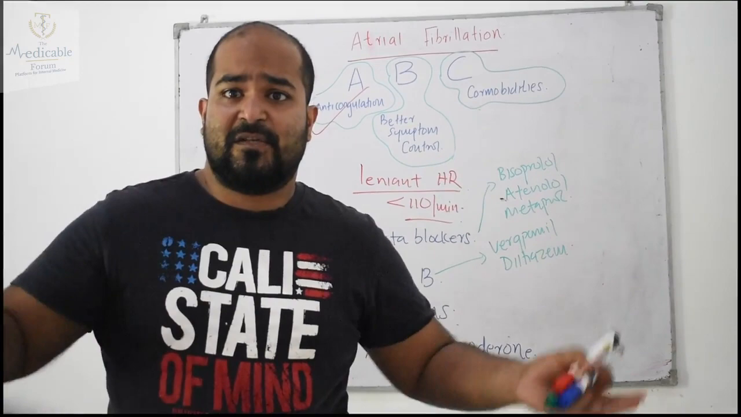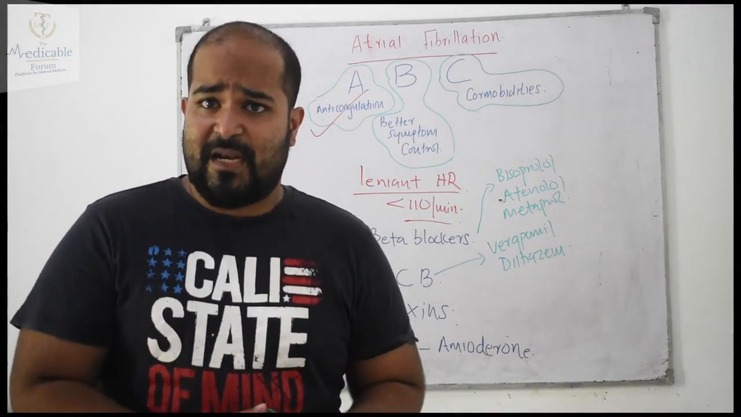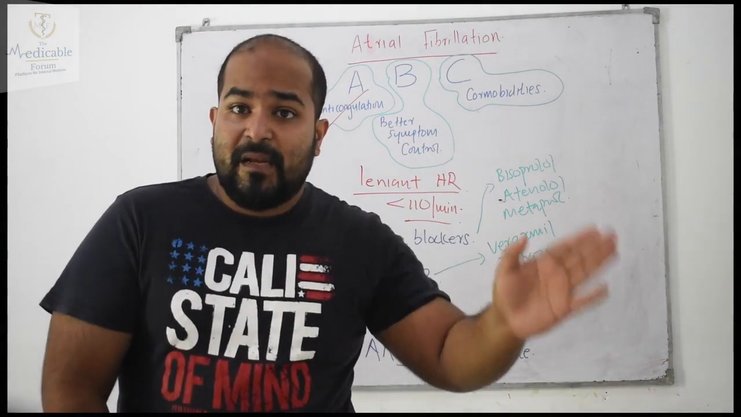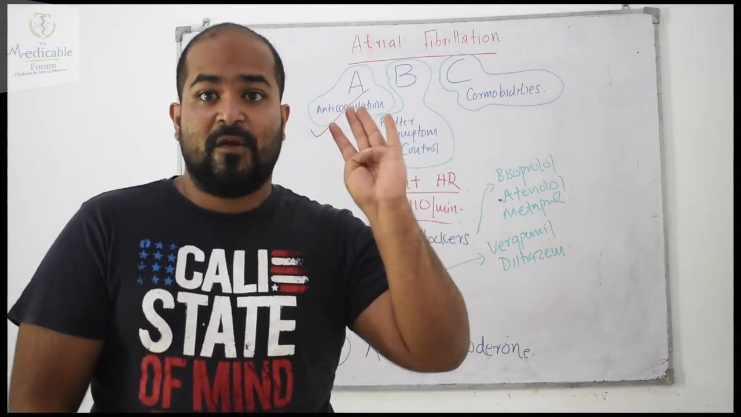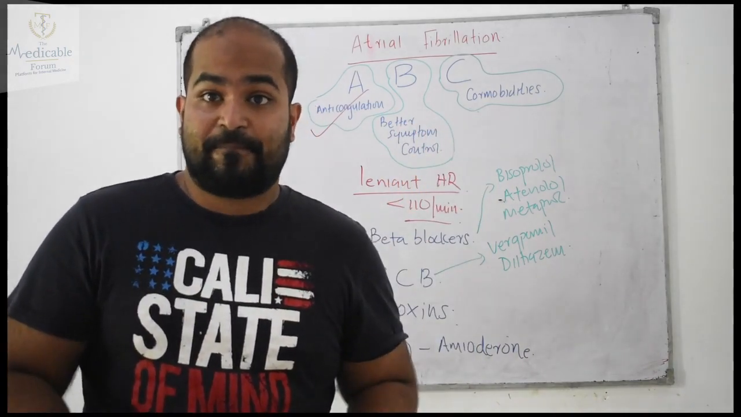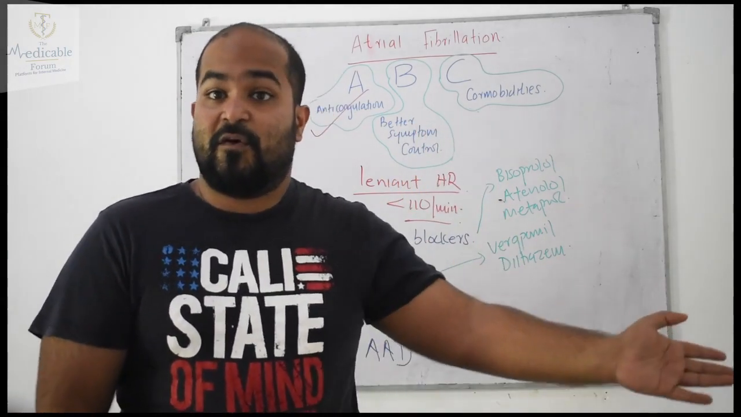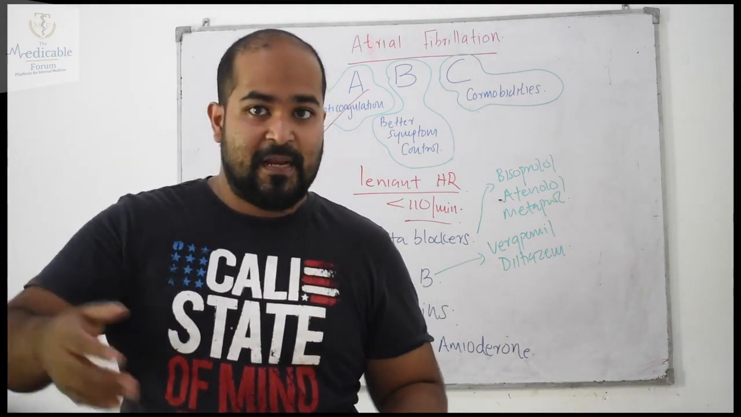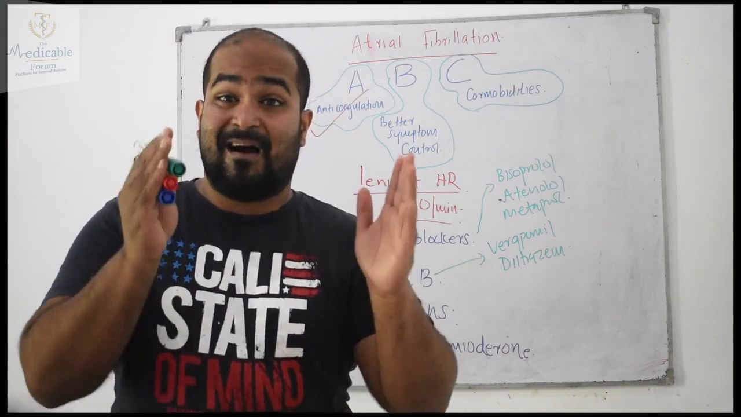Now let's say the patient does not have any comorbidities, a structurally normal heart, but he has atrial fibrillation. You can go for beta blockers as the first option. Then you can go for calcium channel blockers, right? Let's say the patient is asthmatic or has COPD. Then you can't use beta blockers, so you go for calcium channel blockers. Simple as that.